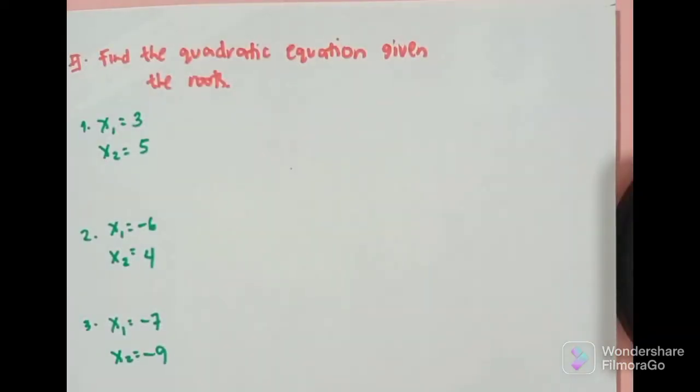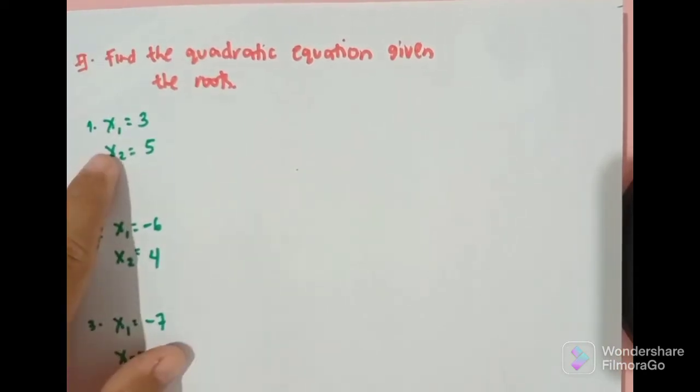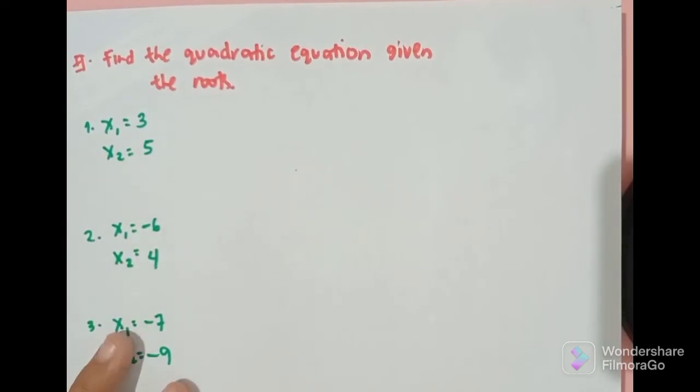given naman yung roots. Okay, given si roots, hindi si sum and product. So, given si roots, gagawin natin siya ng quadratic equation. So, example number 1, we have x sub 1 which is equal to 3 and x sub 2 is equal to 5. So, kukunin lang natin yung sum and product. Then, kung ano yung ginawa natin kanina, i-attach lang natin yun doon.